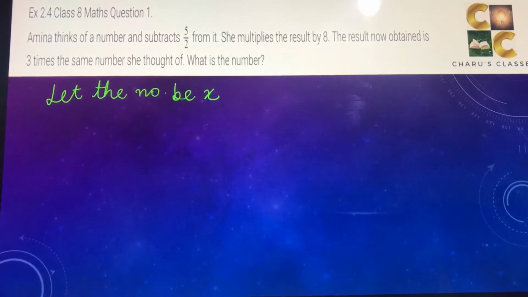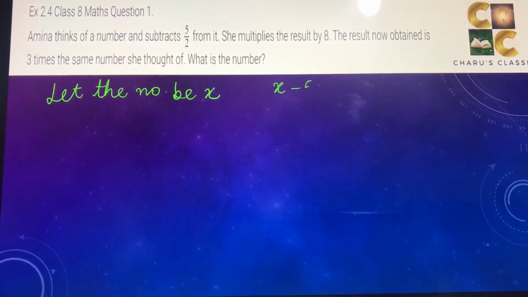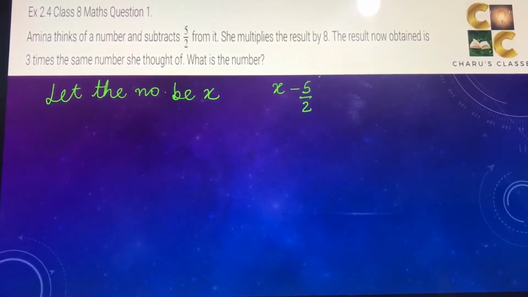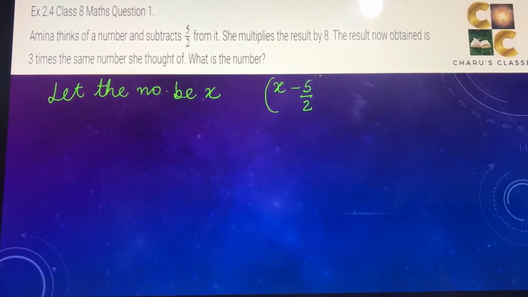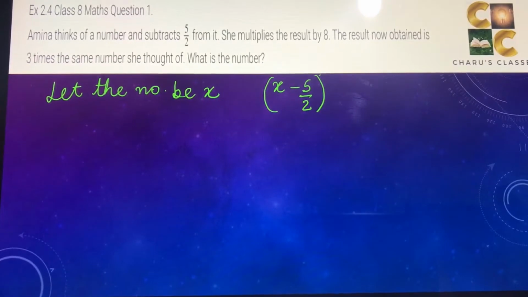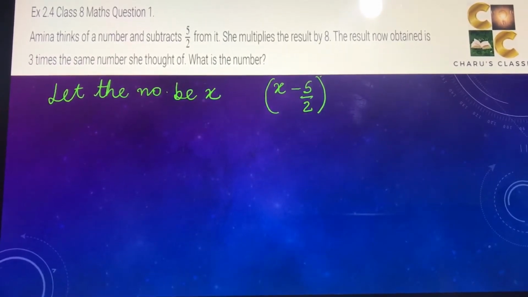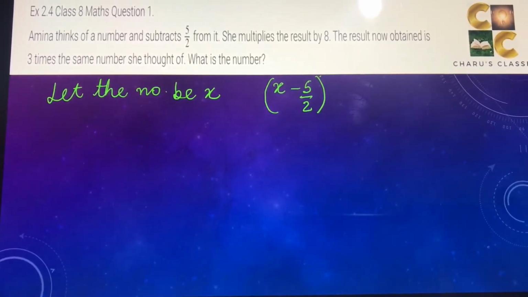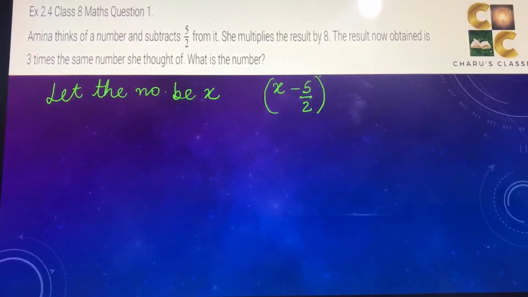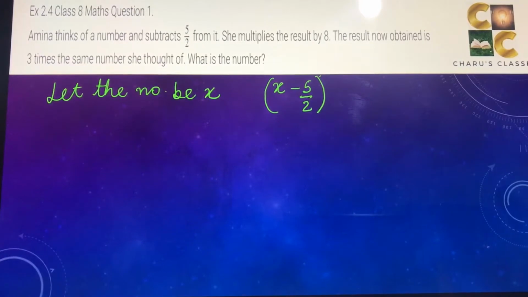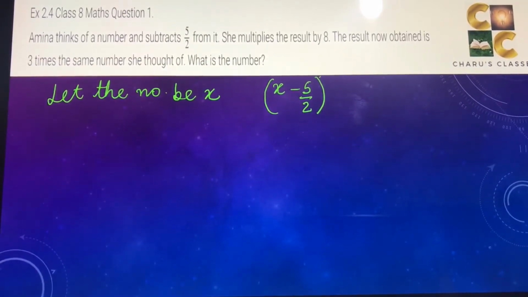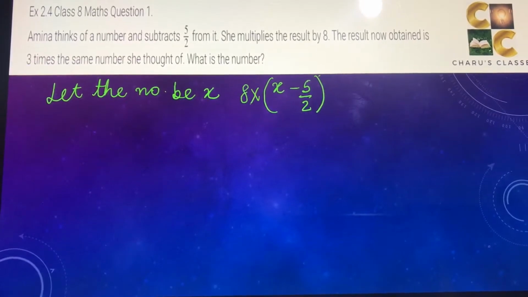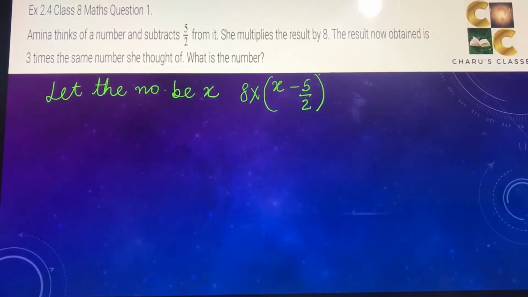She thinks of a number and subtracts 5 by 2 from it. So x minus 5 by 2. She multiplies the result by 8. It is important to put this in a bracket, because if you do not do that, you will end up multiplying 8 only with the x or only with the minus 5 by 2. So it is important that you keep it in bracket and then multiply the result by 8.